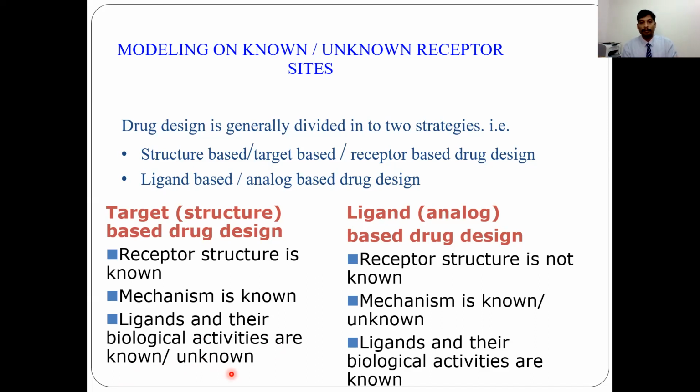In the ligand-based one, we know the ligand but we don't know the receptor structure, where it is binding, and the mechanism of how the ligand is going to bind to the protein. Sometimes we know, sometimes we don't. But the ligand and its biological activities are known. We know what the ligand actually binds naturally. It acts against a particular target, but we don't know the target, yet it gives that kind of therapeutic property. Based on that, we are designing another drug.